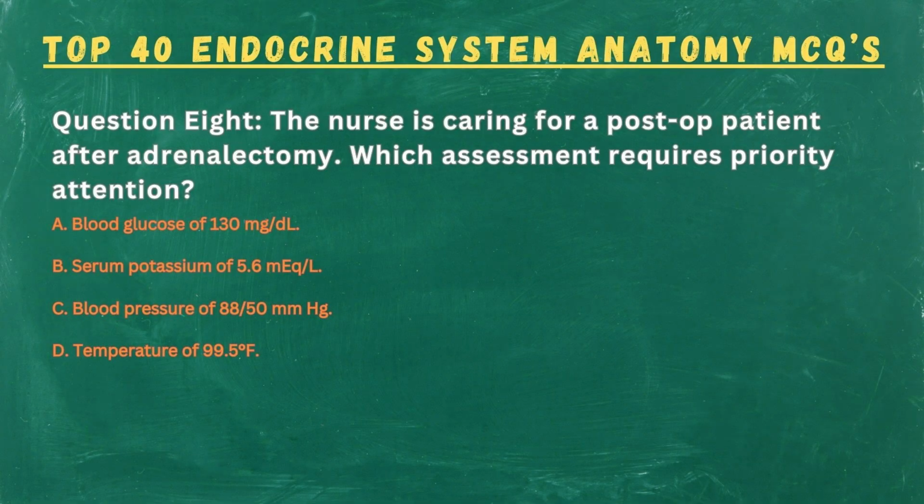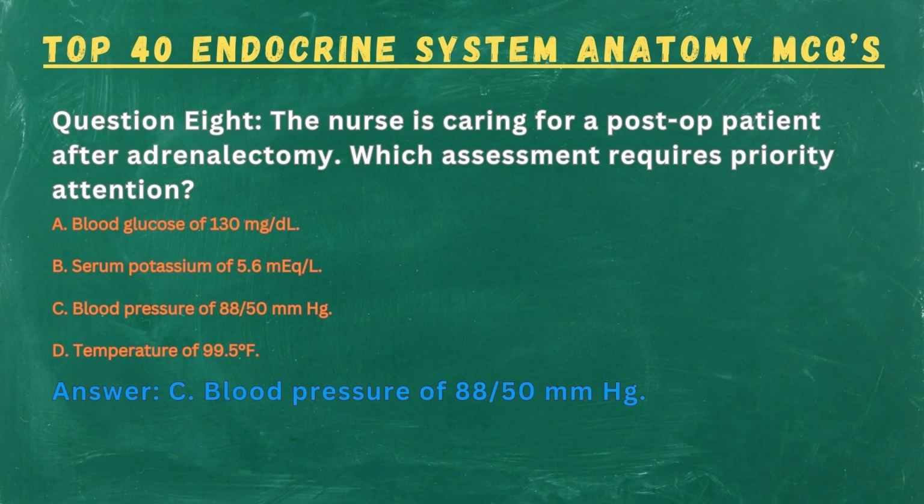Question 8. The nurse is caring for a post-op patient after adrenalectomy. Which assessment requires priority attention? A. Blood glucose of 130 milligrams per deciliter. B. Serum potassium of 5.6 milliequivalents per liter. C. Blood pressure of 88/50 millimeters of mercury. D. Temperature of 99.5 degrees Fahrenheit. Answer. C. Blood pressure of 88/50 millimeters of mercury.